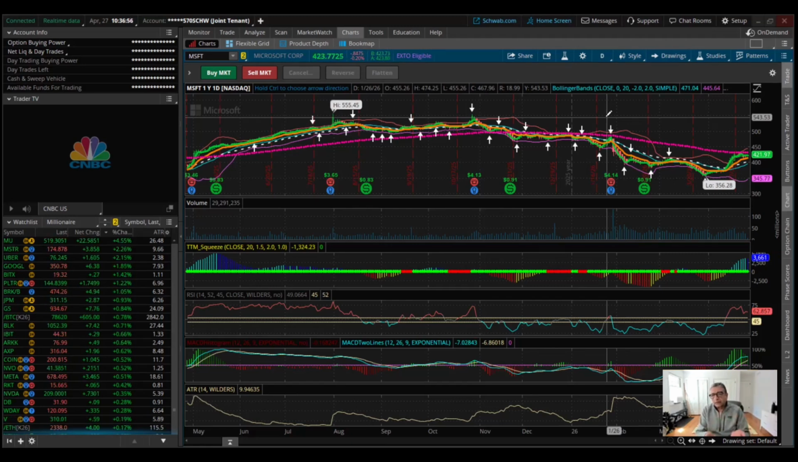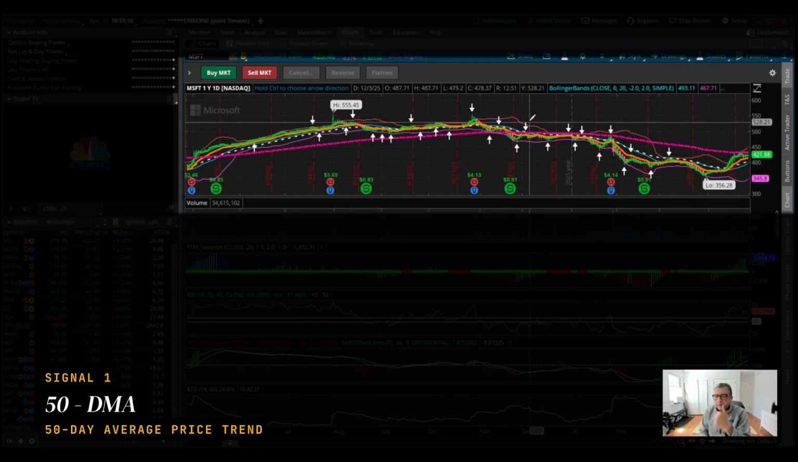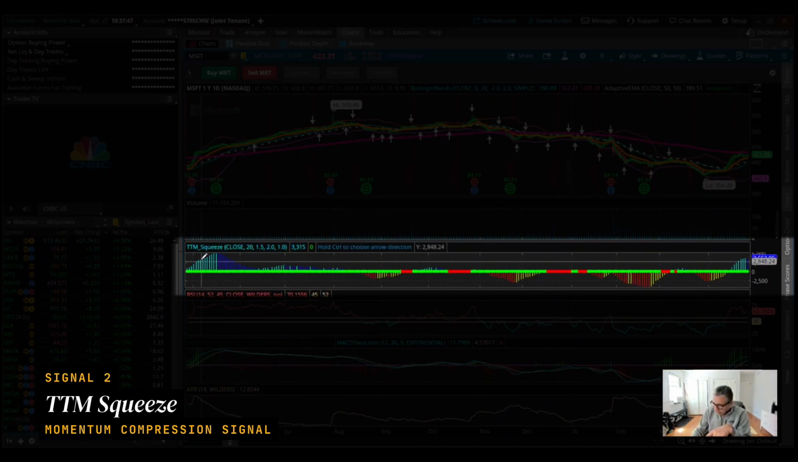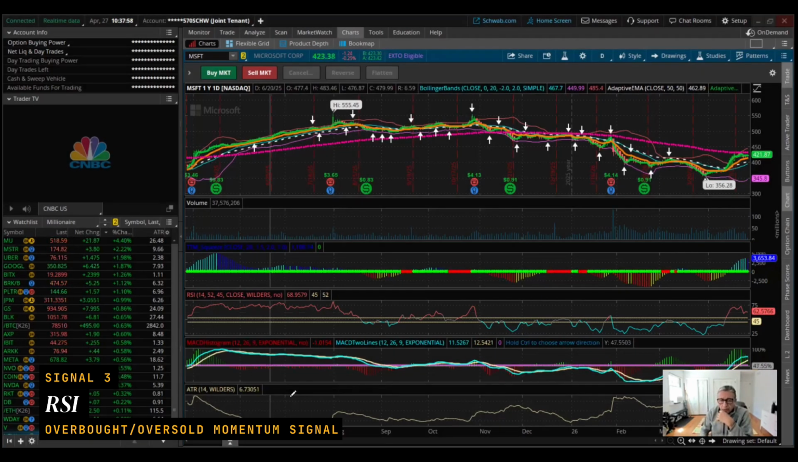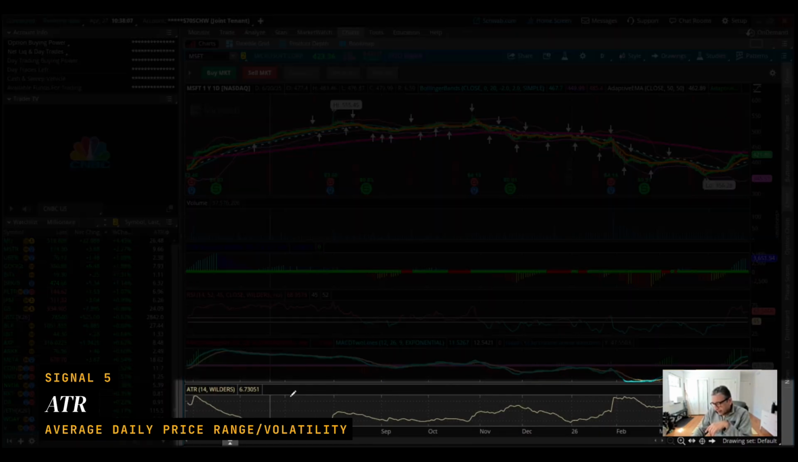The system will actually throw out some opportunities based on the stock symbol clearing all the 5 gates of our protocol, right? The 5 things that we look for would be the 50-day moving average, where the stock is in relation to the 50-day moving average. The second thing that we look at is what is called the TTM squeeze, which is right here. The third thing we look at is what is called the RSI. And the fourth thing that we look at is what is called the MACD. And also we look at what is called the ATR.